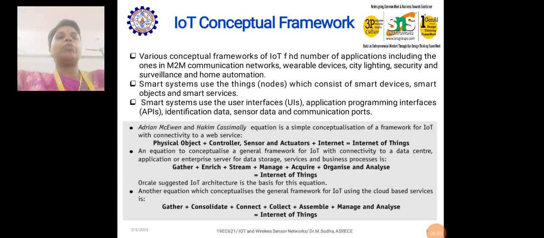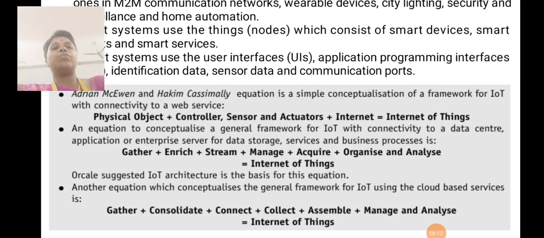And coming to the IoT conceptual framework, we have three important formulas. The first one is physical object plus controller, sensor, and actuators, then coming to the internet, and it will connect to the Internet of Things. In the second formula, we add gather, enrich, and stream, then it is added to manage, acquire, organize and analyze. Then it goes to the Internet of Things.